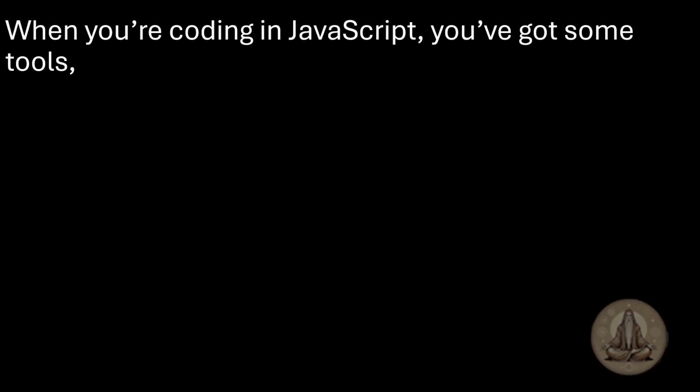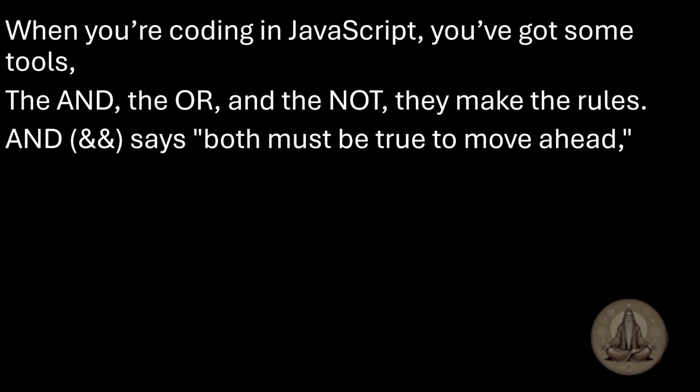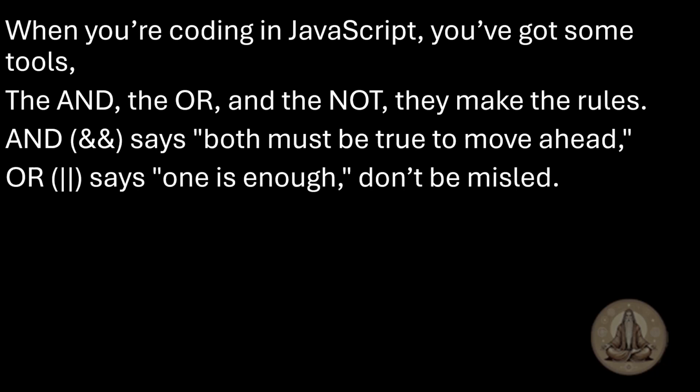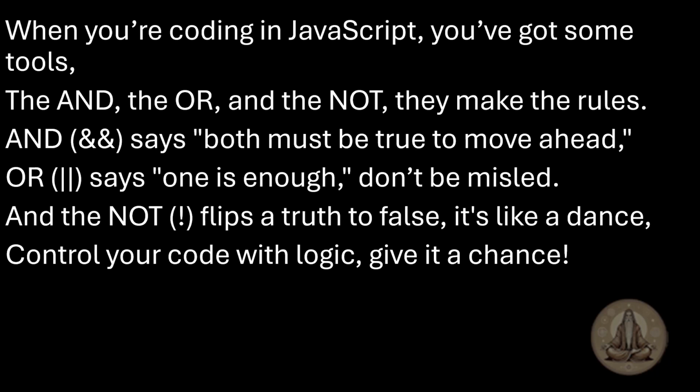When you're coding in JavaScript, you've got some tools. The and, the or, and the not, they make the rules. And says both must be true to move ahead, or says one is enough, don't be misled. And the not sets the truth, the false is like a dance. Control your code with logic, give it a chance.